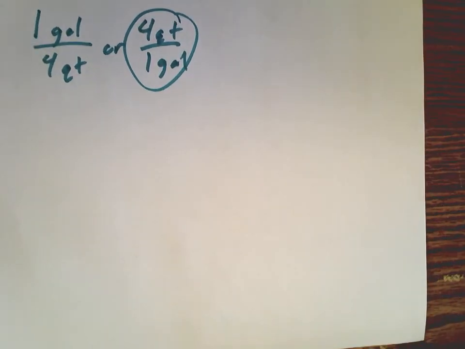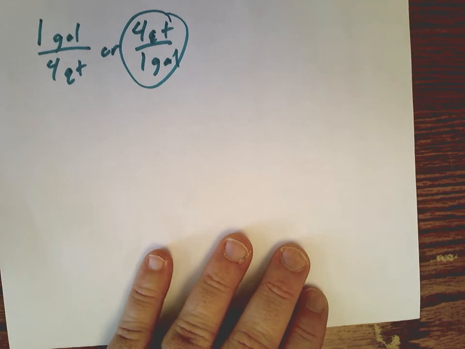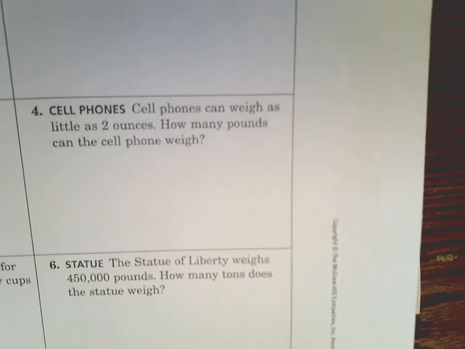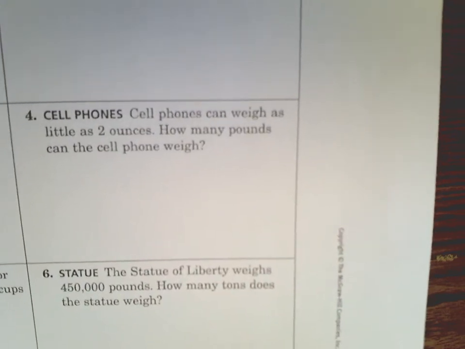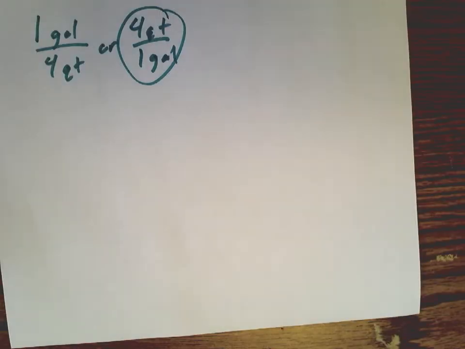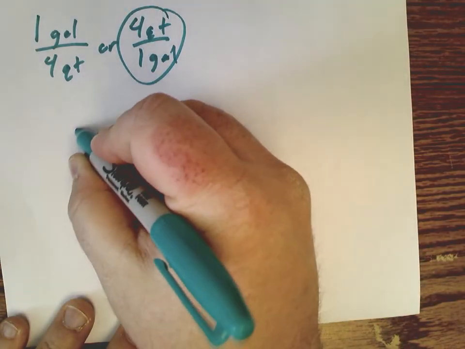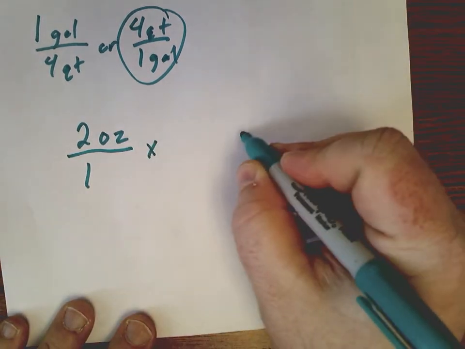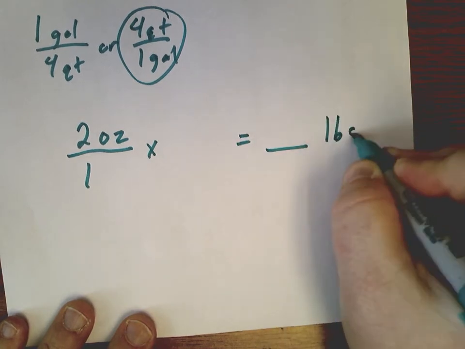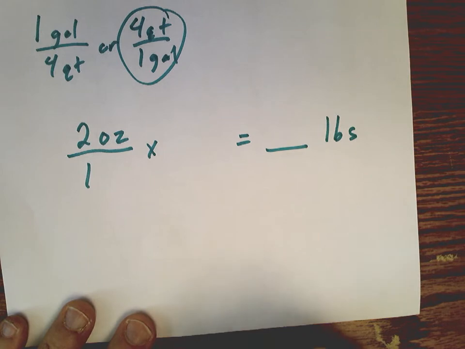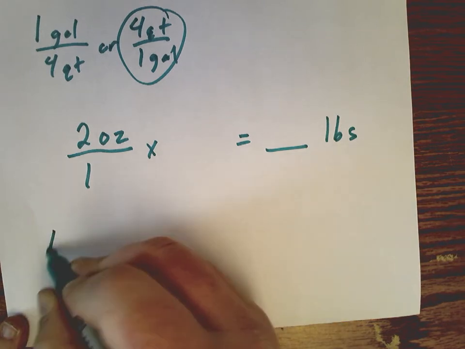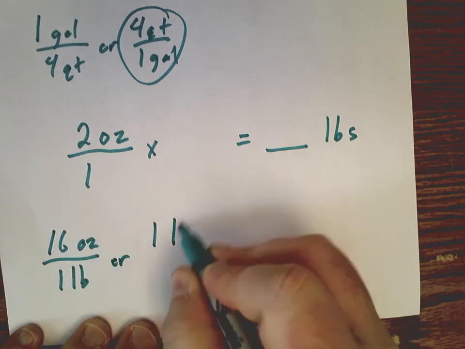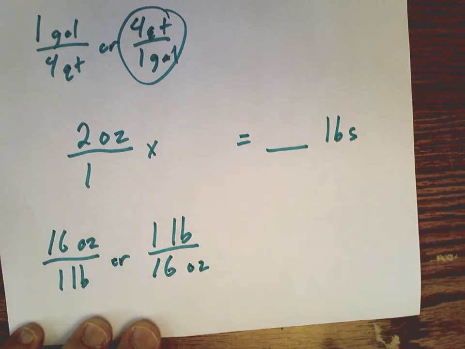On to the next problem here. If I can get this paper moved. Cell phones. Cell phones can weigh as little as 2 ounces. How many pounds can a cell phone weigh? So going from ounces to pounds, we start with 2 ounces. Put that over 1. We're going to multiply by a ratio and end up with the number of pounds. We need to think about the relationship between ounces and pounds, and we know that there are 16 ounces per pound, or there's 1 pound for every 16 ounces.